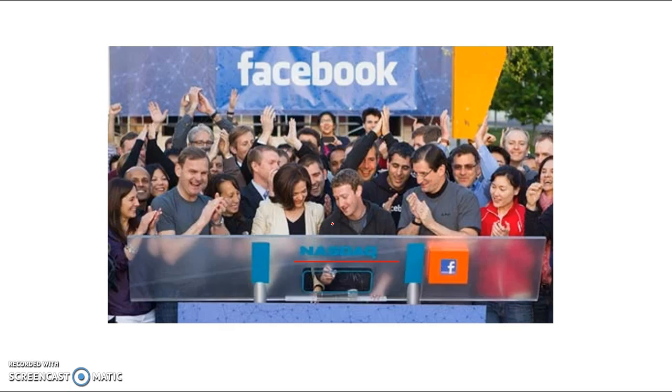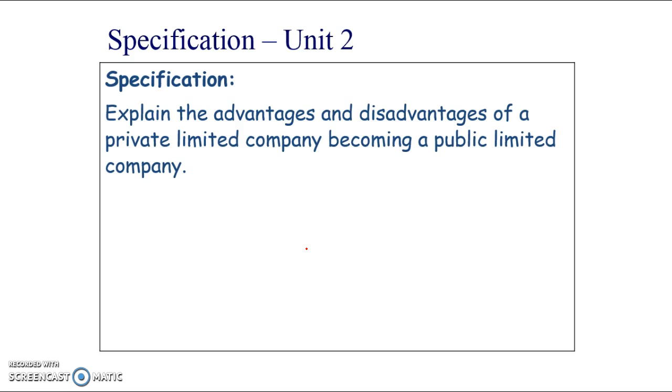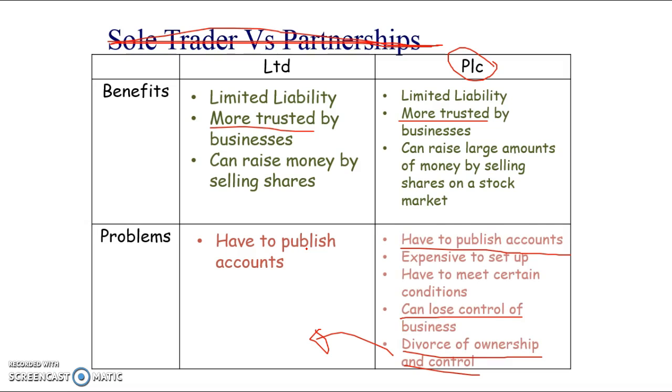But Mark Zuckerberg himself isn't getting that money, because he got that in 2012 when he sold the 25%. So what I'm saying is you can only sell it once and then it's sold, and anyone that's buying and selling it, they're getting the benefit of that share at that point. Okay, so those are the advantages and disadvantages of a private limited company becoming a public limited company, and it's these things that you have to have a good overview of.